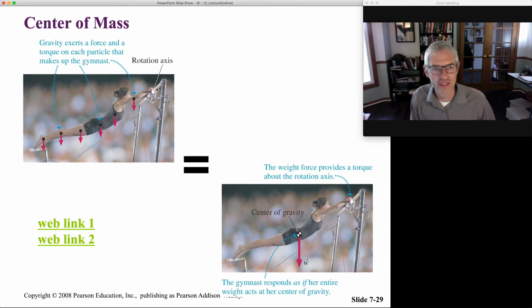So if I'm looking at this gymnast, her body's stretched out over space. Now, every one of those molecules that makes her up has some sort of a mass, and each one of them is going to get pulled down by gravity, creating a force. Okay? And that force is going to try to rotate around this bar. Okay? But rather than looking at this person's individual molecules, we can treat her just as having all of her mass concentrated at this one location with this one weight vector, and it's going to create that rotation that goes around it. Okay.